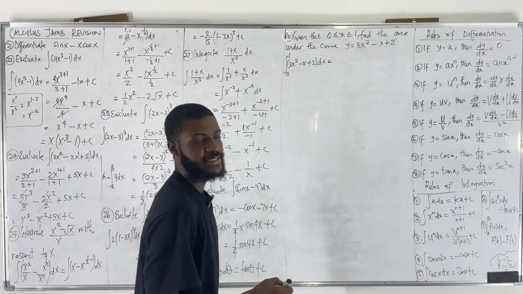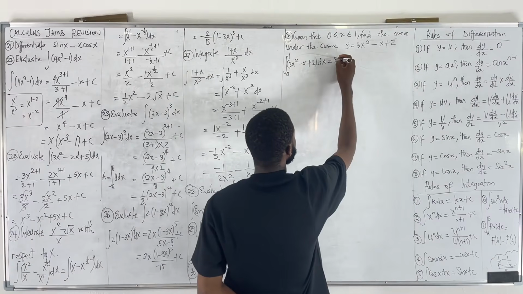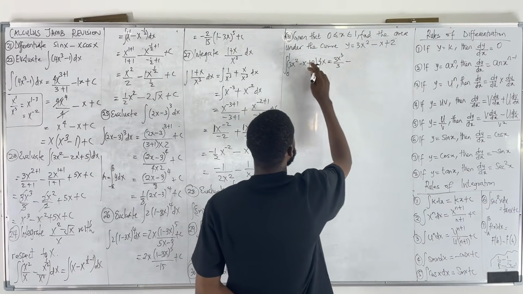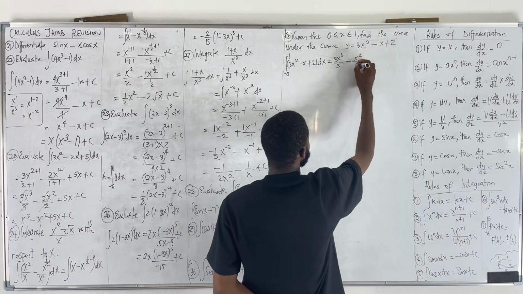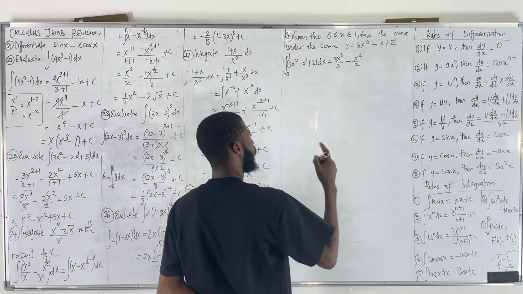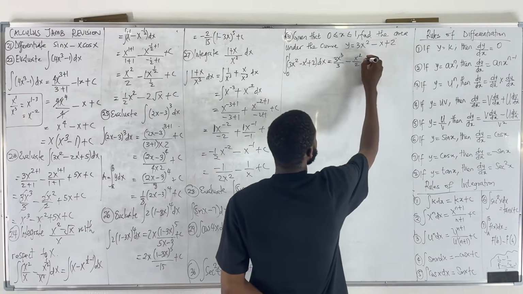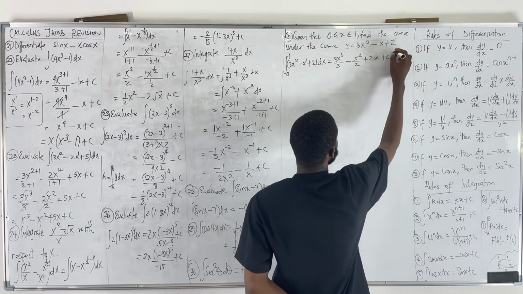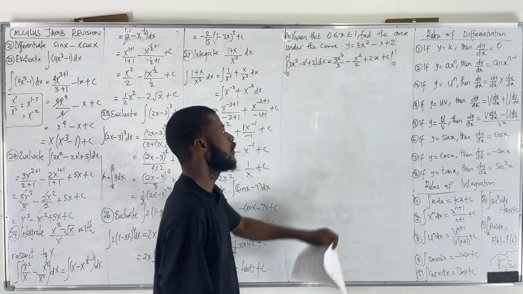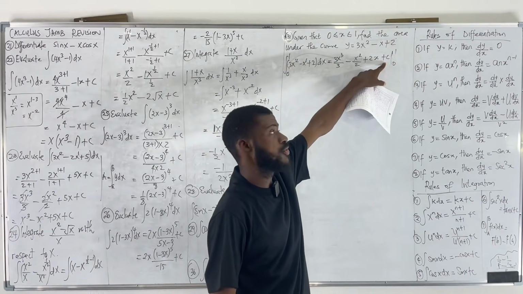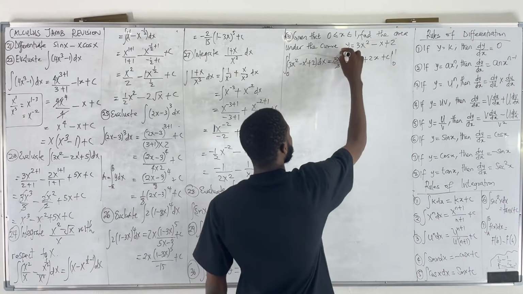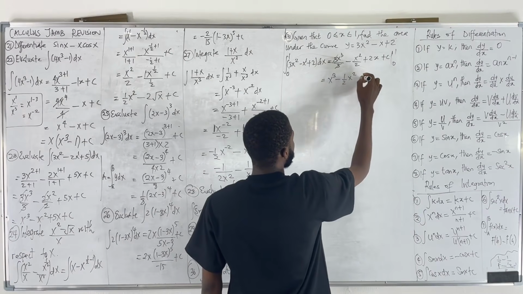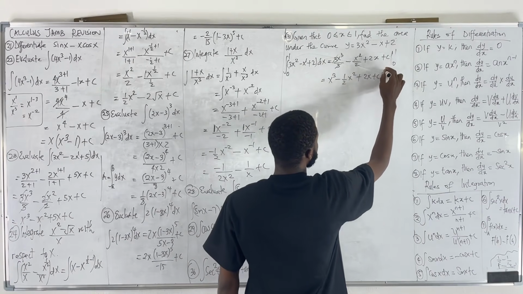So let's integrate. This will become 3x, there's a power of 2 here, so 2 plus 1 is 3, over 3. Then minus x, there's an invisible 1, so 1 plus 1 is 2, over 2. Then plus 2 is a constant, so this is 2x, plus c from 0 to 1. Take note, this plus c can disappear. Now 3 can cancel out 3, so this will be x cubed minus half x squared plus 2x plus c from 0 to 1.